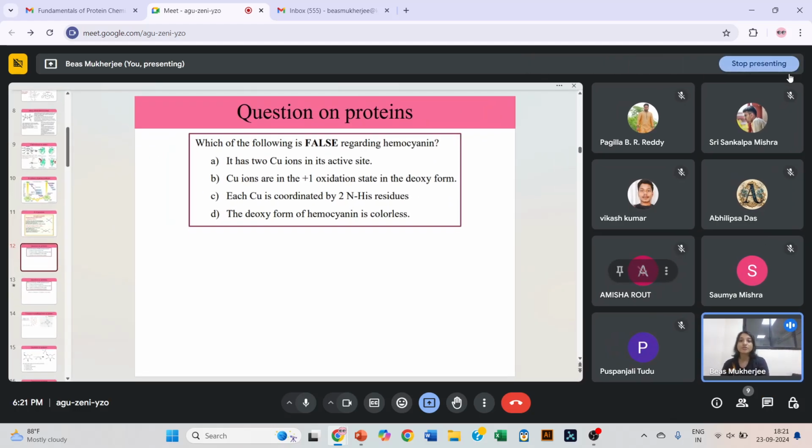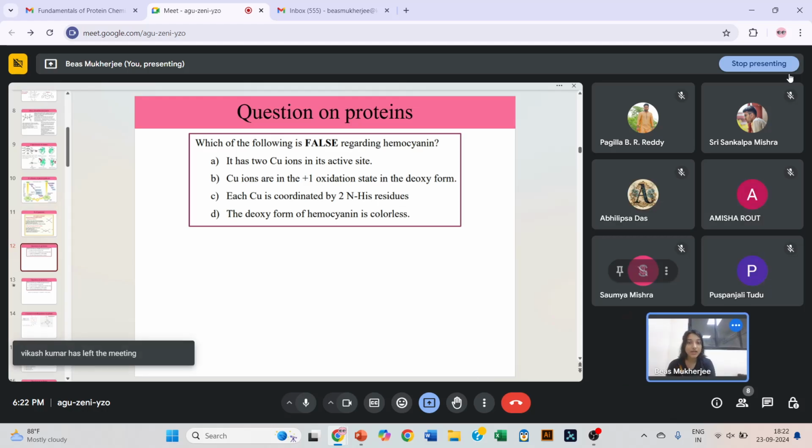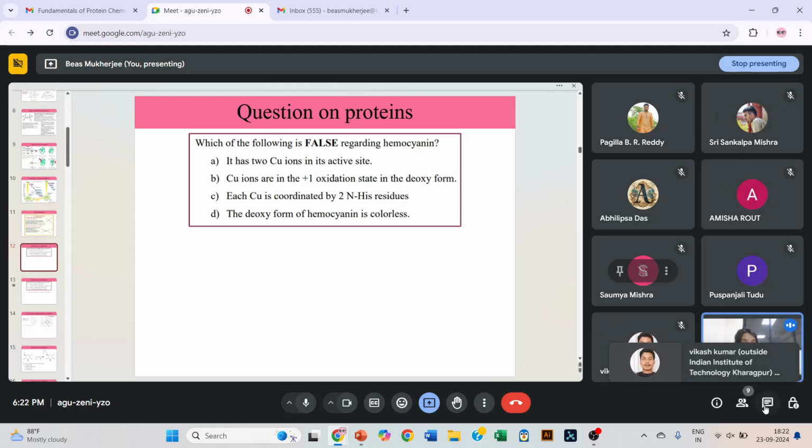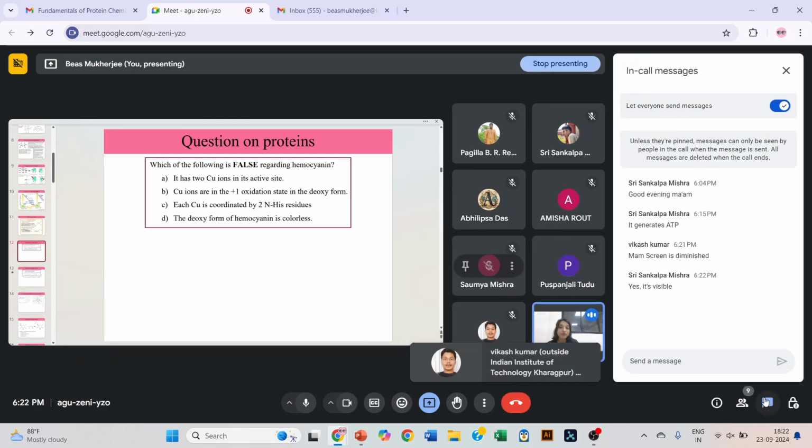So try to answer this question. The first question is, which of the following is false regarding hemocyanin? A: It has two Cu ions in its active state. B: Cu ions are in the +1 oxidation state in the deoxy form. C: Each Cu is coordinated by two nitrogens from histidine residues. D: The deoxy form of hemocyanin is colorless. Now all the statements are there in the PPT. So even if you're not able to remember now, you can always go back and check. Okay. So you're saying that C is the wrong answer.